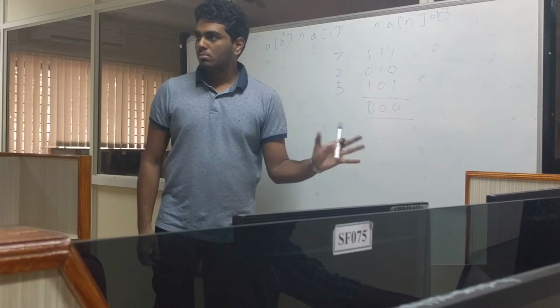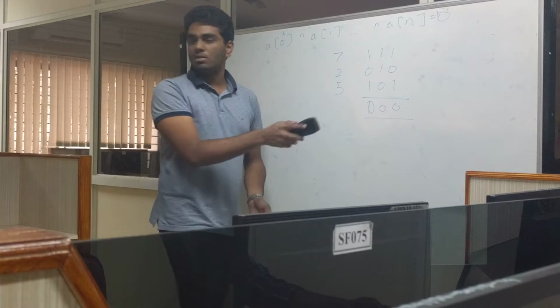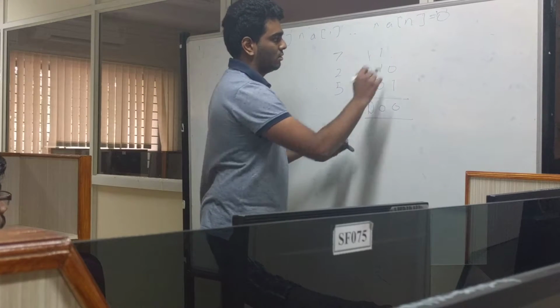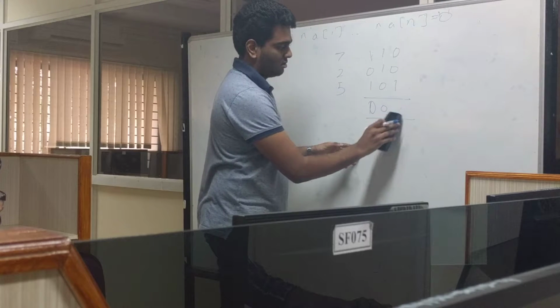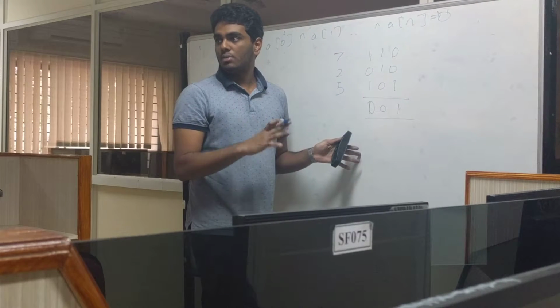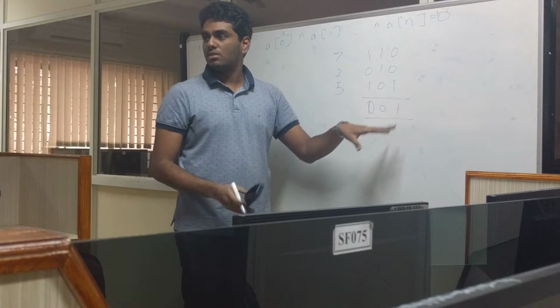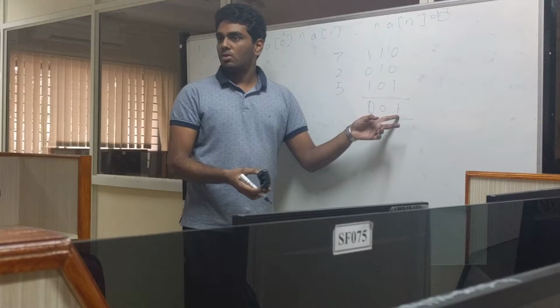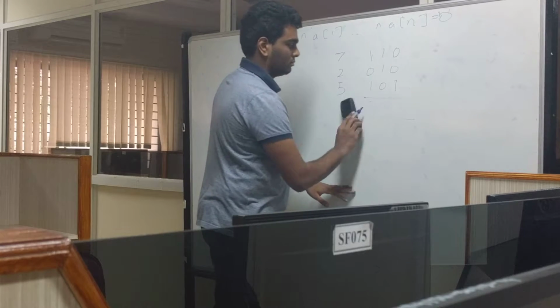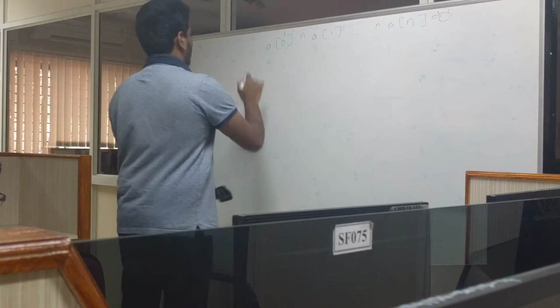So if I were to make any change anywhere, say I reduce 7 by 1, it becomes non-zero. I cannot do anything to make this 0 again. Any change I make here will make this non-zero. You all understand this, right? Okay. So this is the losing state.